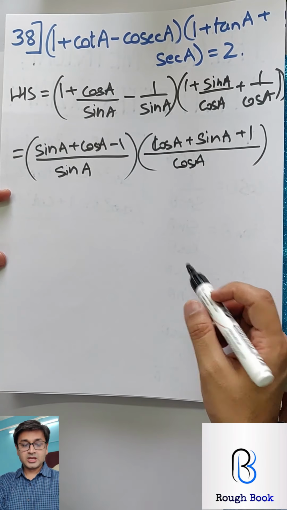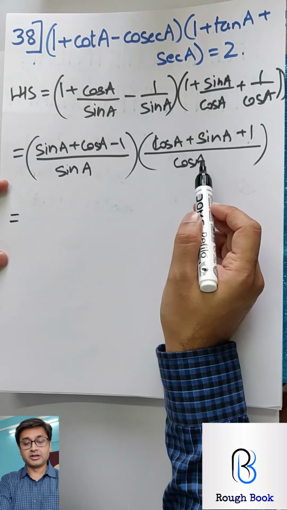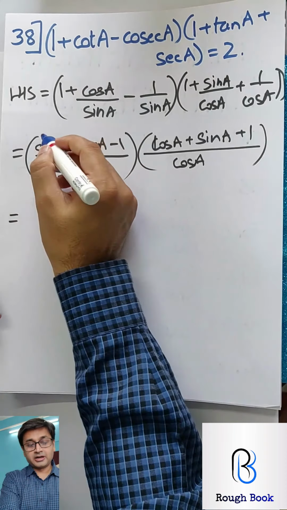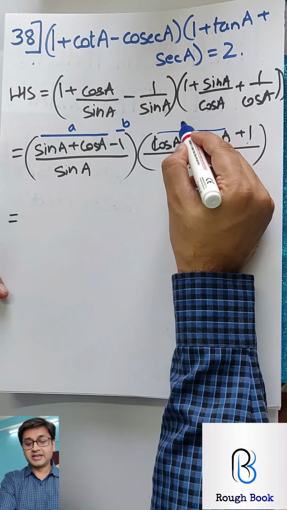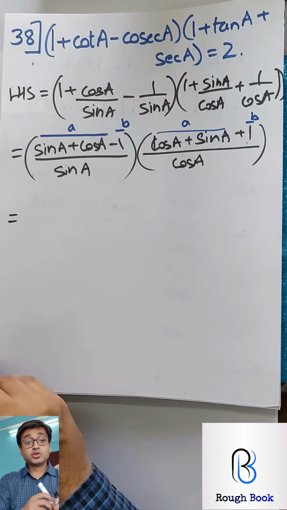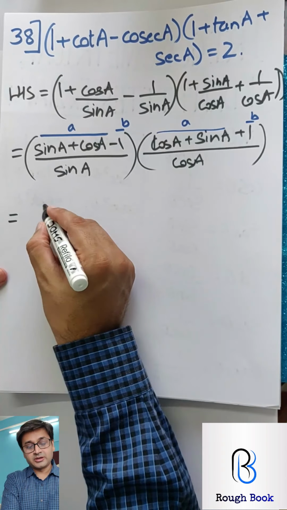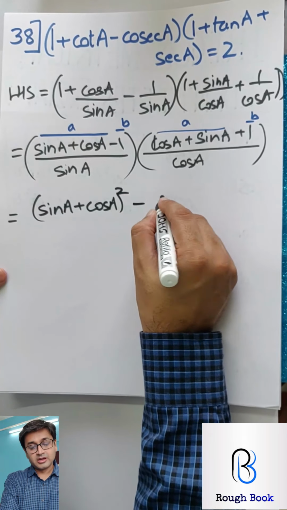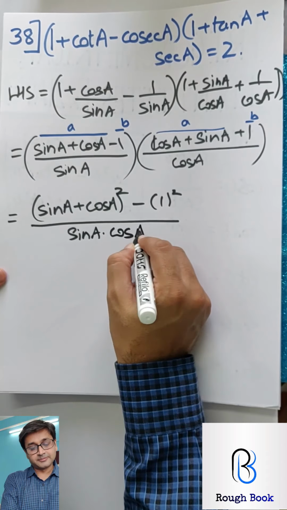What to do further? Here there is sine A, here there is cos A, and multiplication. So no LCM anymore, directly multiply. But now when you multiply, you need to be a little smart. Take this part as A and this one as B. Likewise this as A and this as B. So what do you notice? A minus B, A plus B. So what will be the formula? Yes, that's correct. It's going to be A square minus B square. So A square is sine A plus cos A the whole square, minus B square, upon sine A into cos A.